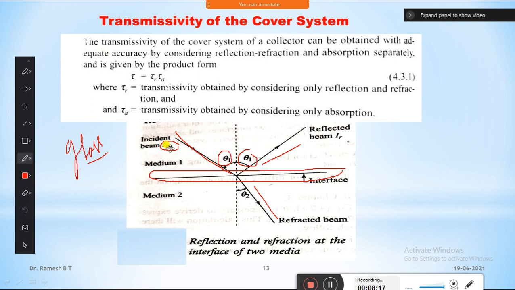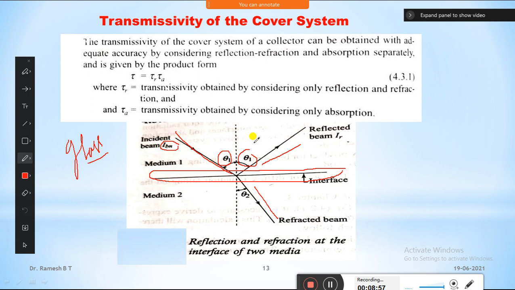The incident beam angle theta 1 is equal to the reflected beam angle theta 1. Incident angle is equal to reflected angle, so this angle should be equal to this angle. Clear? The reflected beam has reduced intensity IR and has a direction such that the angle of reflection is equal to the angle of incidence. Here theta 1 is the angle of incidence and theta 1 is the same for the angle of reflection.